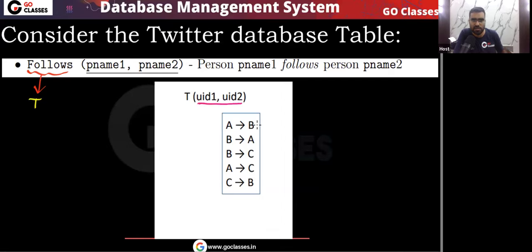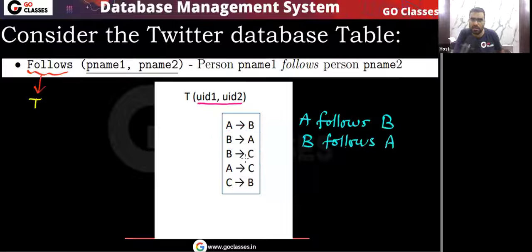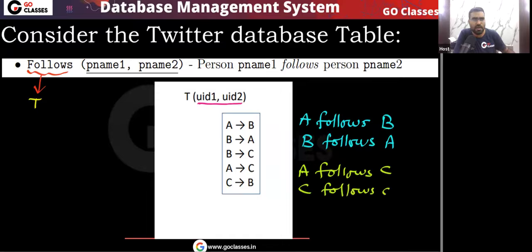Here you can see that A follows B. On Twitter, A follows B, and B follows A. You can see A follows C, but C does not follow A, right? You can easily see that A follows C, but C does not follow A. C follows B, and B follows C. So very simple. This is the idea. This is the Twitter database.